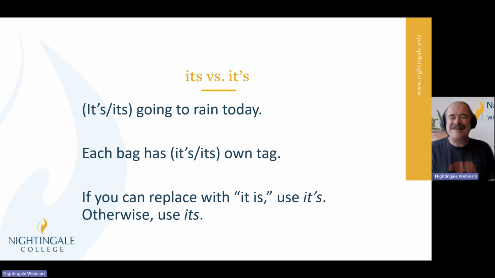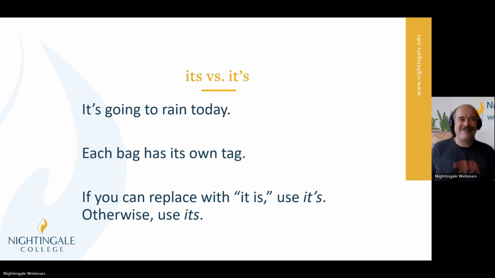Let's check the second sentence. That's hard to say. Each bag has its own tag. Replace it with it is. Each bag has it is own tag. That does not make a lick of sense. Therefore, no apostrophe. All right. And you can see that's exactly what we've got going here.